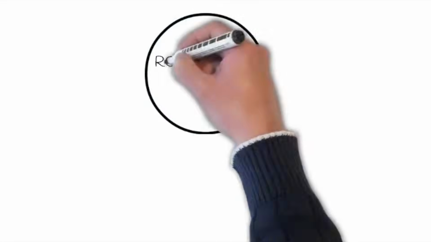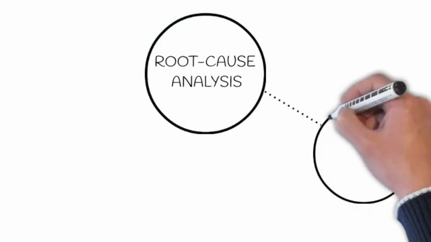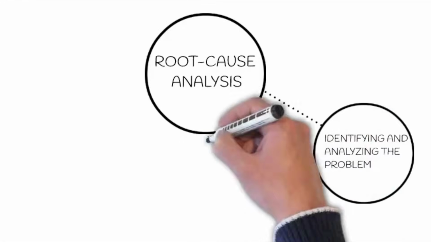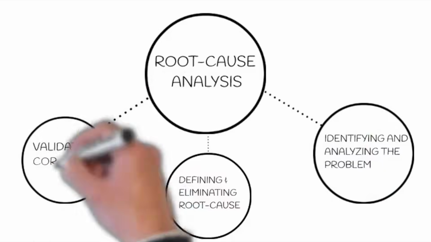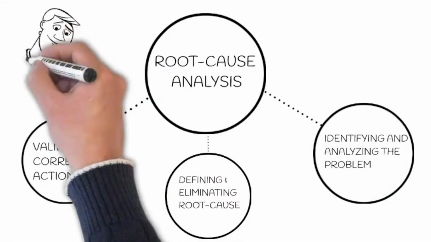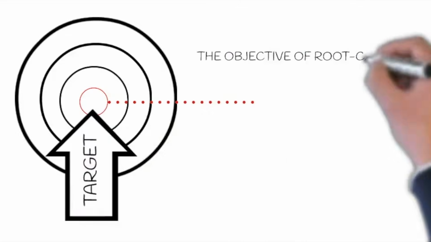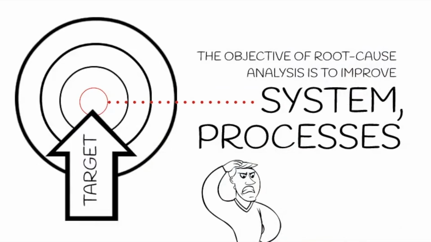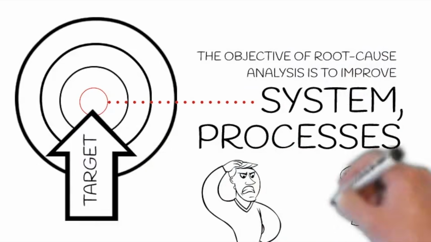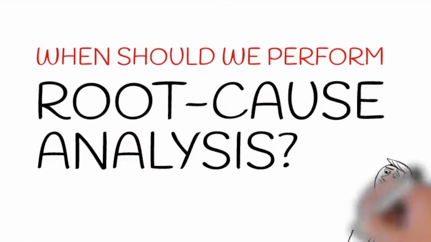This is why root cause analysis is a very useful and productive tool or technique in identifying and analyzing the problem, defining and eliminating the root cause, and validating that the corrective action also prevented recurrence of the problem. It is the objective of root cause analysis to improve the system and processes rather than immediately tagging people as the problem. When should we perform root cause analysis?